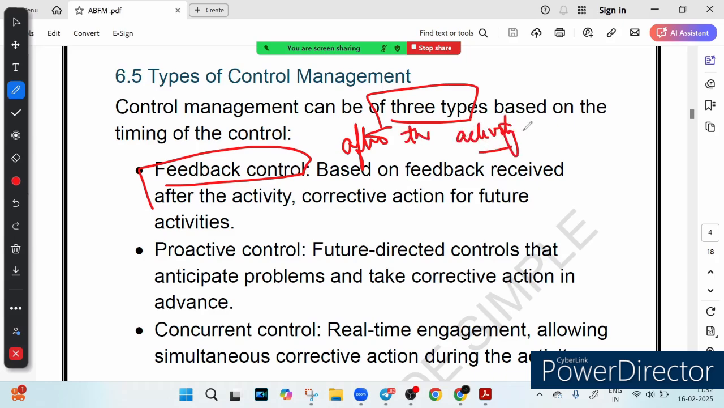Think of it like a movie review. You watch the movie first, then you analyze what worked and what did not work. Businesses do the same. They evaluate past actions and improve for the future. That is called feedback control.